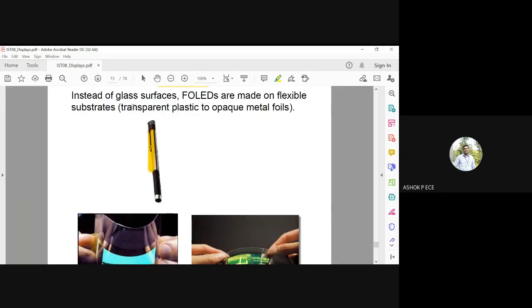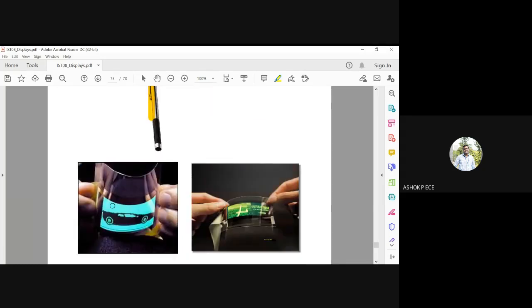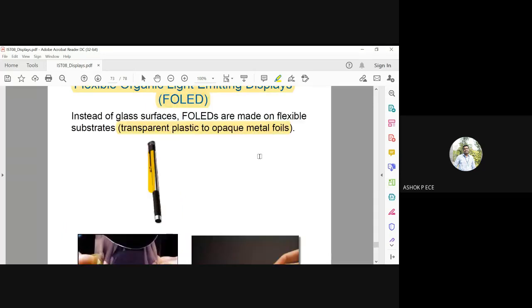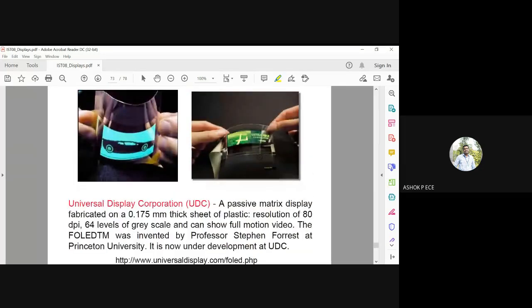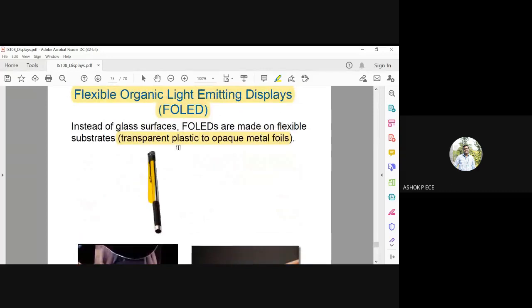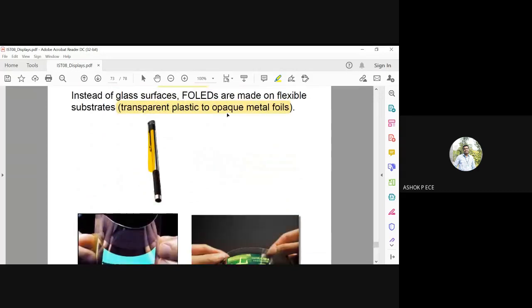Okay, so the flexible organic thin films can be very transparent, and sometimes they can be opaque. You can make them from transparent plastic sheets or opaque metal foils. So this one, what you see, is an opaque metal foil, and this one is a transparent sheet. Plastics are transparent, so you can make transparent things from plastic, and you can make opaque things from metal foils.